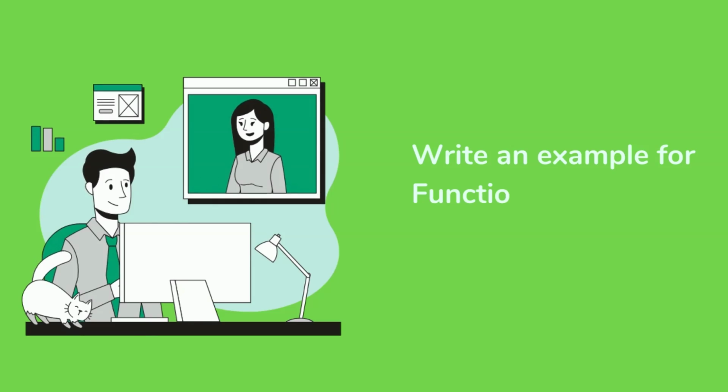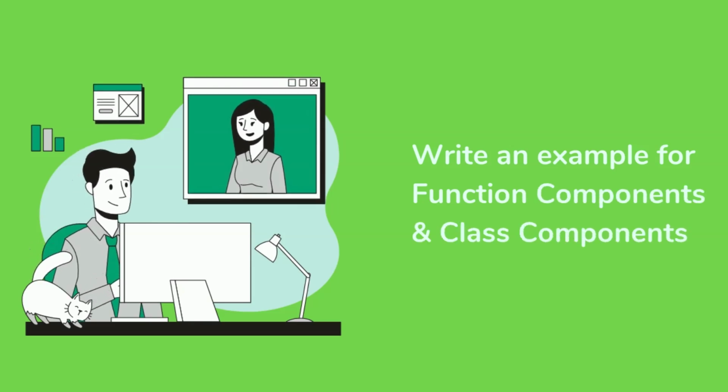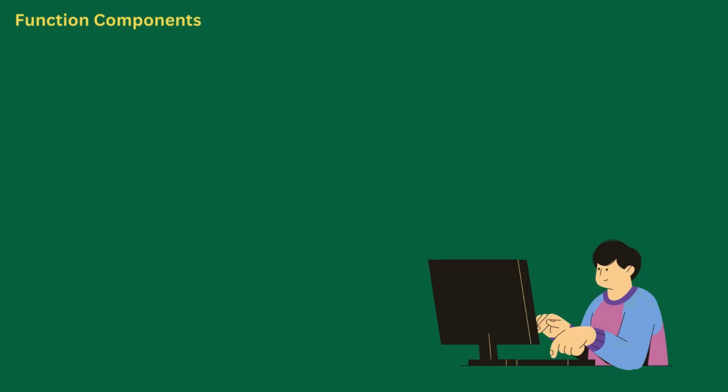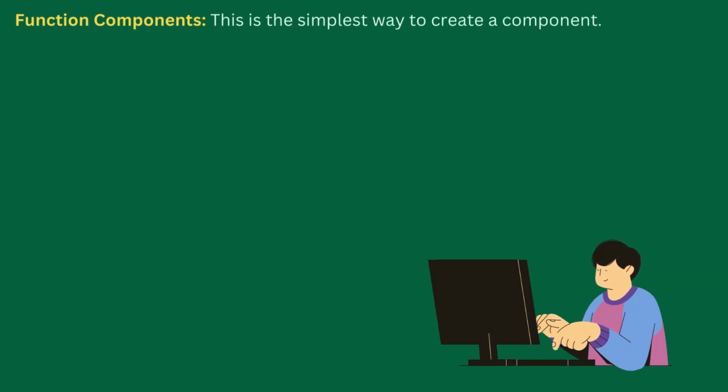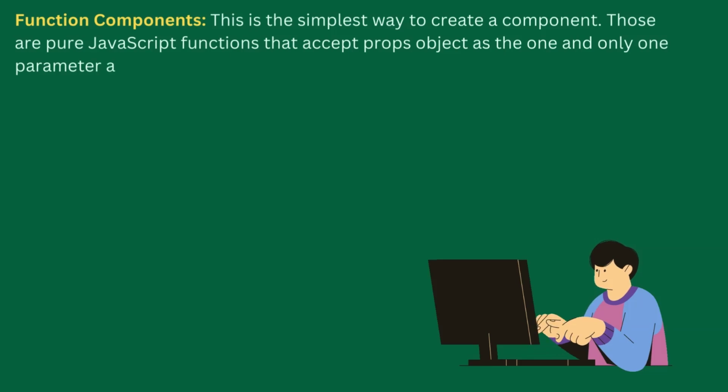Write an example for function components and class components. Function components is the simplest way to create a component. Those are pure JavaScript functions that accept props object as the one and only one parameter and return React elements to render the output. Here function is Greeting with message passed as parameter and returns hello with value passed with message parameter. If message is world, then it will display hello world.